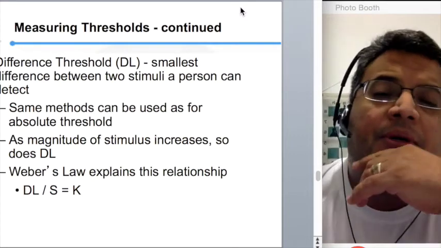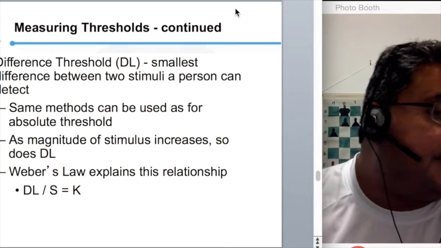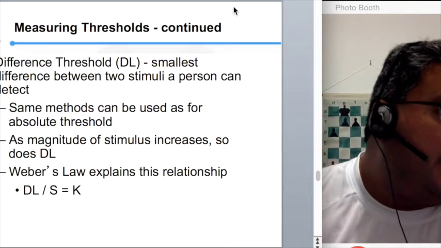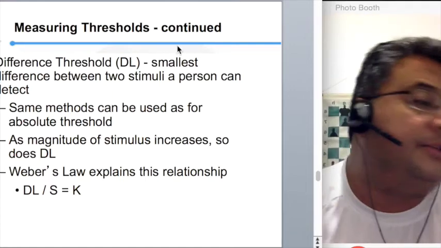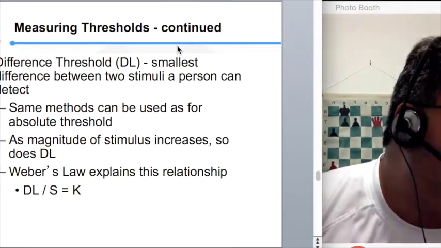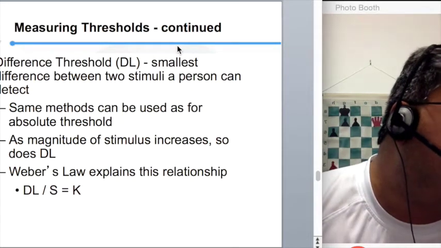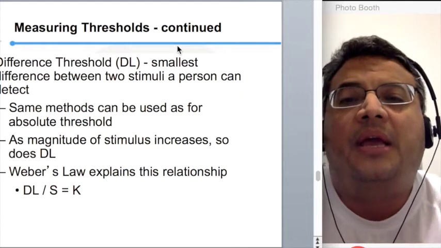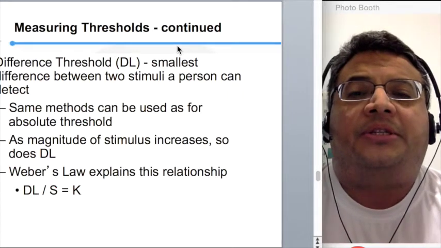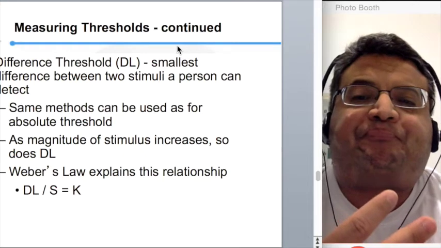The difference threshold is actually the DL that you see there. That's an abbreviation for a German word. DL is an abbreviation for Differenzlimen, as described in your textbook at the start of page 14, which is the difference threshold. That's basically the smallest difference between two stimuli that a person can detect.